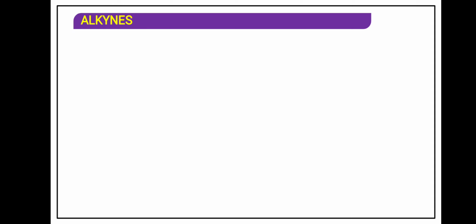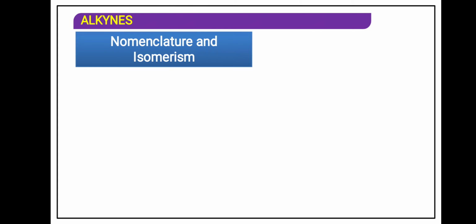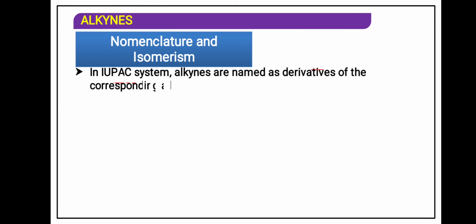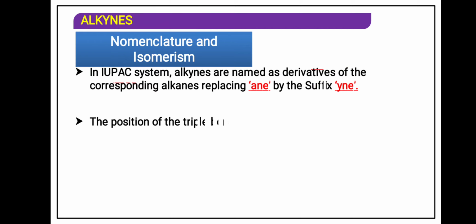Now nomenclature is very important from the alkyne point of view or organic compound point of view. So nomenclature at least you should know, and what is isomerism over here. In the IUPAC nomenclature system, alkynes are named as the derivative of the corresponding alkane. ANE is replaced by YNE.